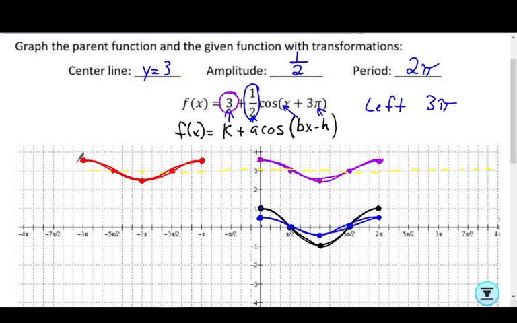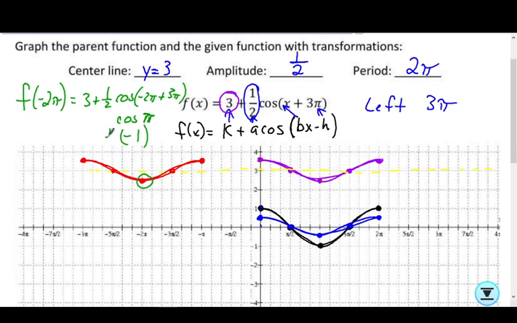Looks good. And again, always check yourself. Okay? So let's plug in f of negative 2 pi. So we're going to check to see this coordinate. Is it where it's supposed to be? Okay? So plug it in. So 3 plus 1/2 cosine of negative 2 pi plus 3 pi. So negative 2 pi plus 3 pi, that means this is cosine of pi. Cosine of pi is negative 1. So negative 1 times 1/2 is negative 1/2. So 3 minus 1/2 is 2.5.